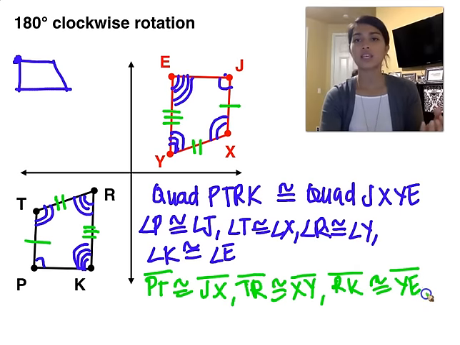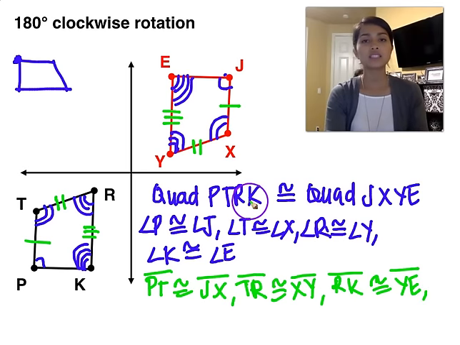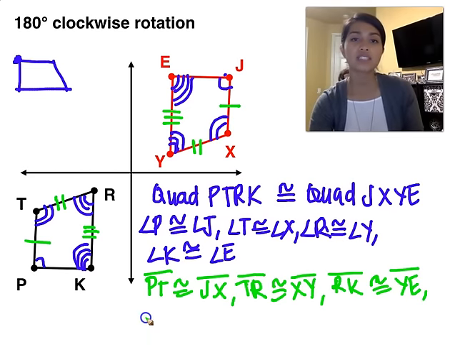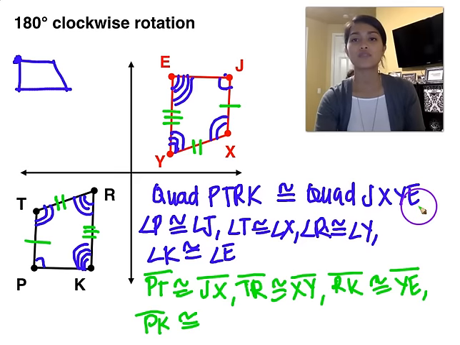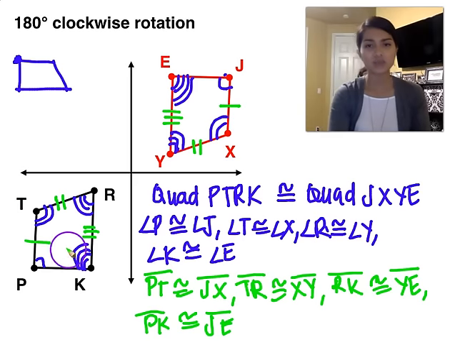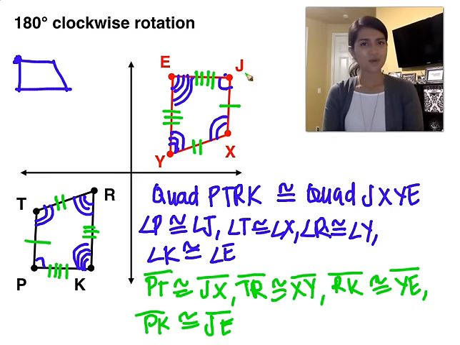It's the longest length. And last but not least, since there's no more to move, we're going to do first and last. So we're going to say segment PK is congruent to first and last, which is J and E. And again, let's double check that. PK, which is going to have 4 tick marks this time, is congruent to JE. And that looks about right to me.